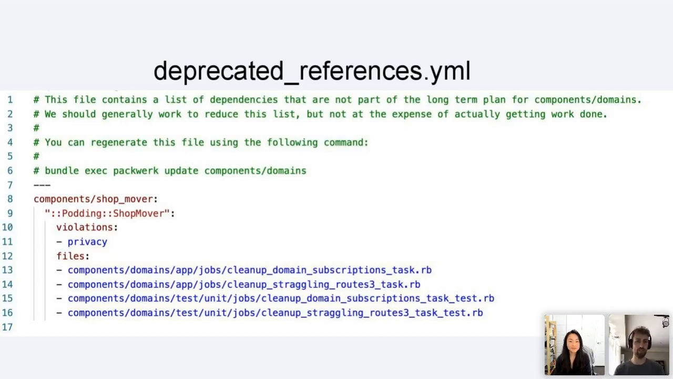Having the list of deprecated references helped us understand the relationship between the main application and the component that we were extracting, guiding the design of the API that we needed to move it into a service.